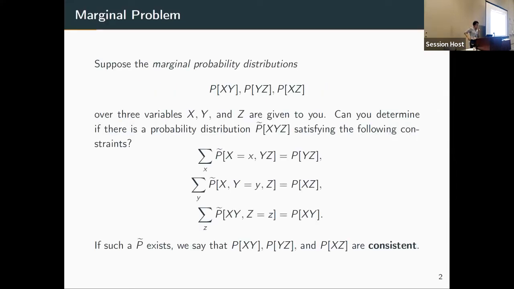For those of you who don't know what the quantum marginal problem is, I'll first start with the marginal problem. If you take, let's say, a probability course in your undergrad years, you're probably given a probability distribution over, let's say, three random variables X, Y, and Z, and asked to compute the marginal probability distributions, let's say by summing over the random variable Z. But here we are asking an opposite question. What is given to you are the marginal probability distributions over, let's say, XY, YZ, and XZ. The problem you want to answer is: is there a global probability distribution which is compatible with these marginal probability distributions? If such a global probability distribution exists, we say that these marginals are consistent.